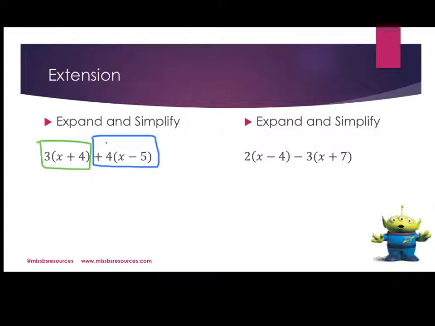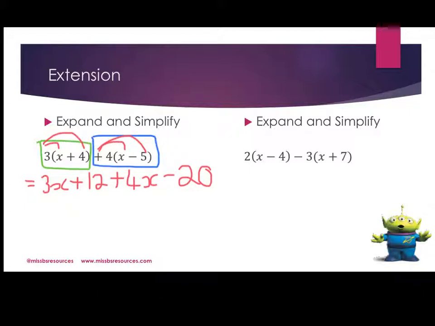Okay. So if I expand the first one, I'm going to do 3 times x, which is 3x. And then I'm going to do 3 times positive 4, which is add on 12. Expand the next one, I've got positive 4 times x, which is plus 4x. Then I've got positive 4, take away 5, negative 5. Positive 4 times negative 5 equals negative 20. Okay, it says expand. And we've done the expand step, expand and simplify now.